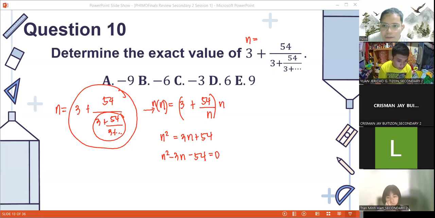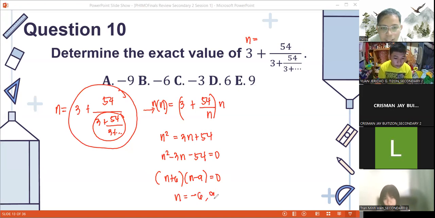Now, get the factors of 54 that when you subtract them, you'll get a difference of 3. So this is going to be n plus 6 and n minus 9, right? So n here is equal to negative 6 and 9.